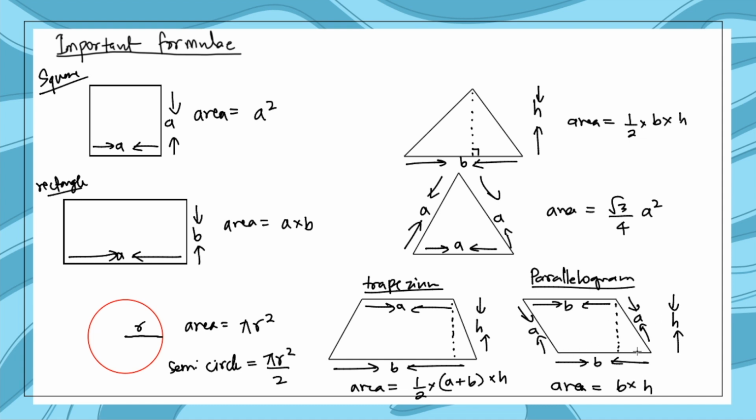Remember on which base the height is being made, that base we will use, so b into h. If this perpendicular had been drawn like this, and if its length was, let's say, l units, then the area will be given as a into l. Why? Because now this perpendicular is on base a. So in a parallelogram there are two possible heights, and based upon which base that height is constructed, we write down the area. Alright, so these are some important shapes and formulas which you should know.